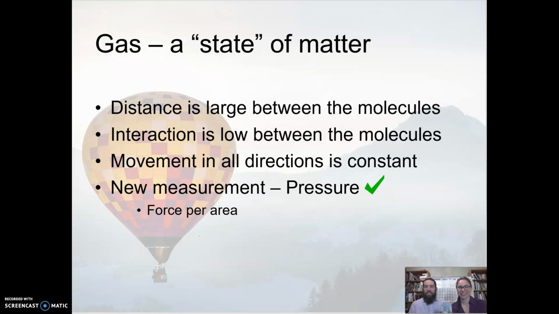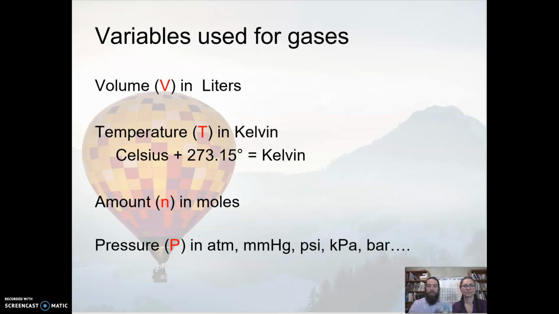Gases are just a state of matter. We've got solids, liquids, and gases. With gases, the distance between the molecules is rather large compared to solids and liquids, and there's less interaction. The movement is in all directions, and it's constant. We have a new measurement we can do with gases that we cannot do with liquids or solids, and that's that we can measure pressure. This is based on an amount of force per an amount of area.